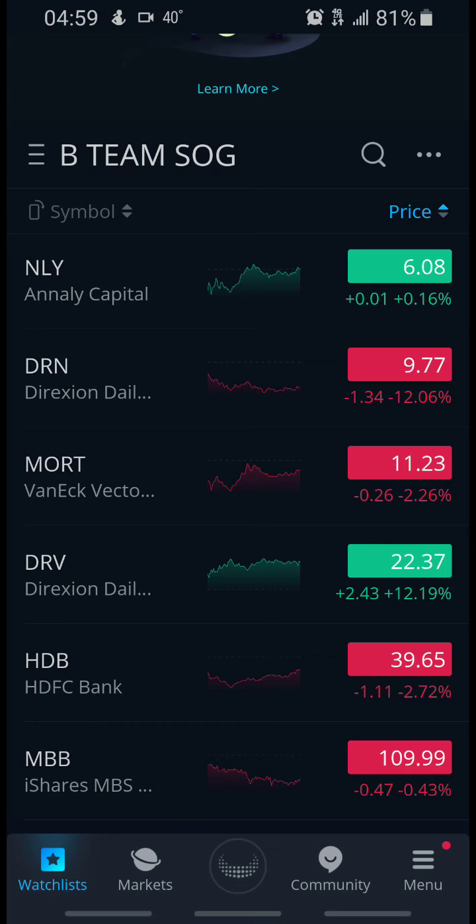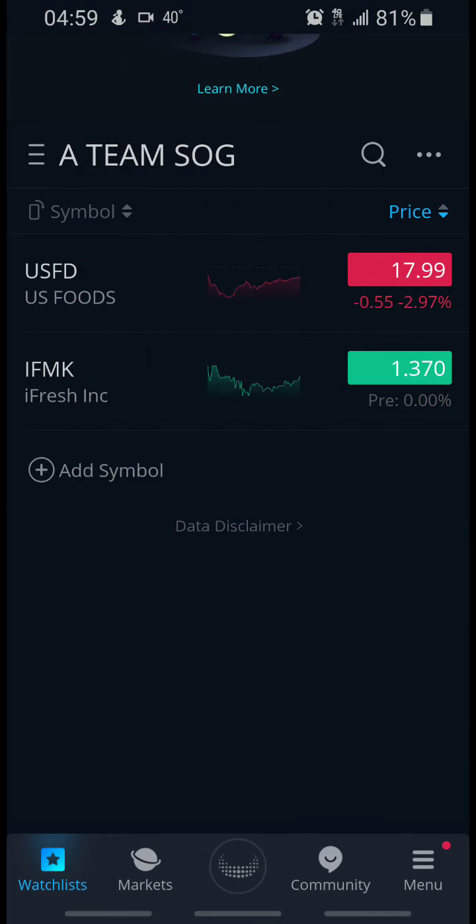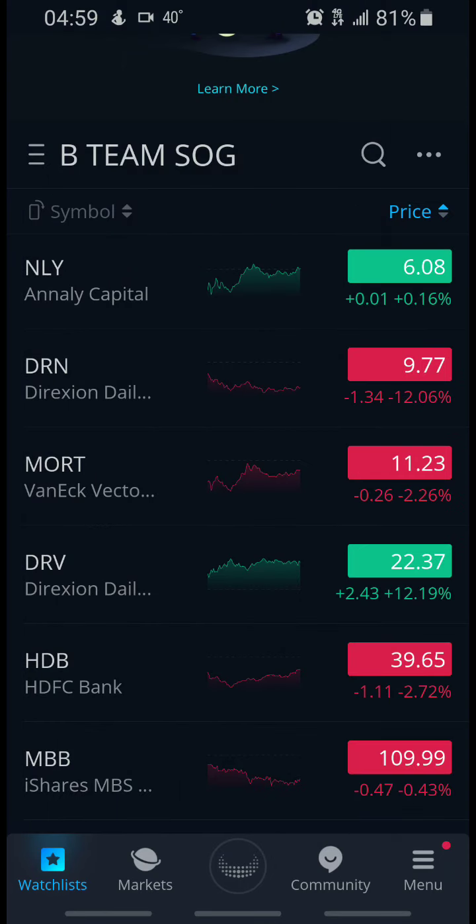But once again, I'll just go through it again. I'm not holding any of these on A team. The B team, I'm holding DRV and Annually Capital. I'm holding both of these. In pre-market, what do we see? 12.19% gain in DRV.